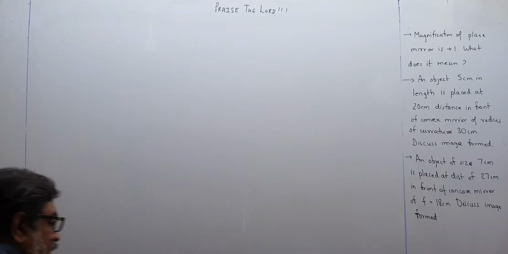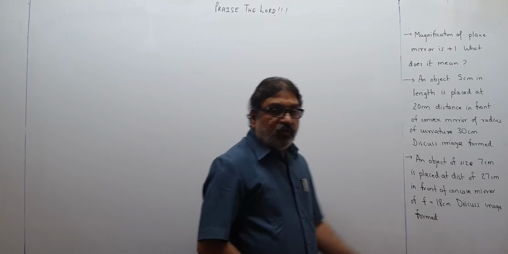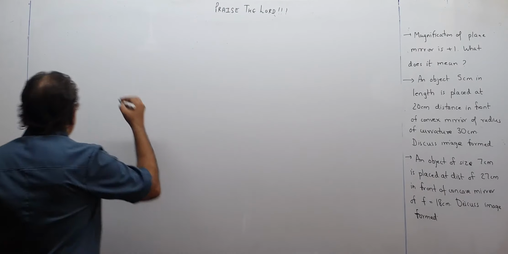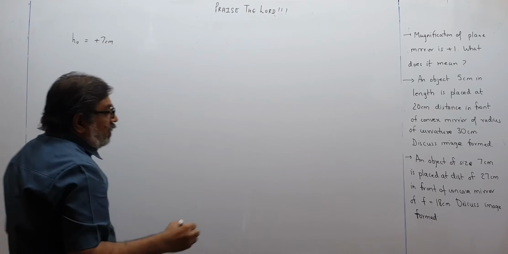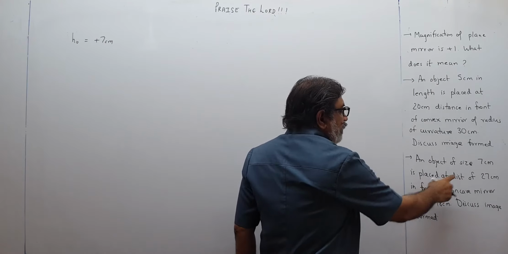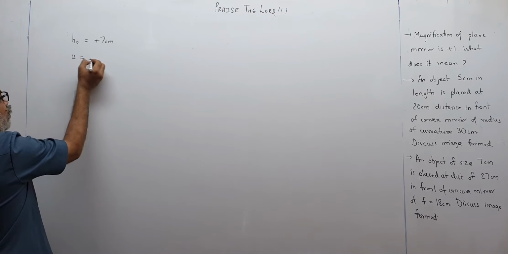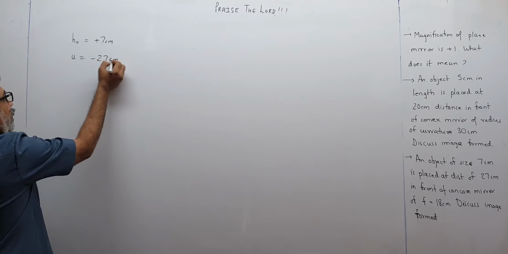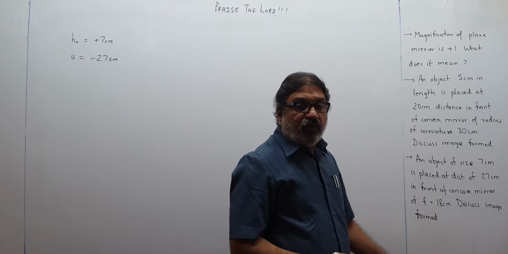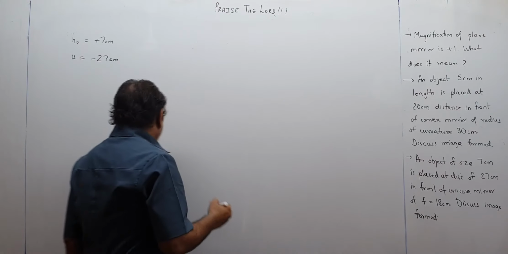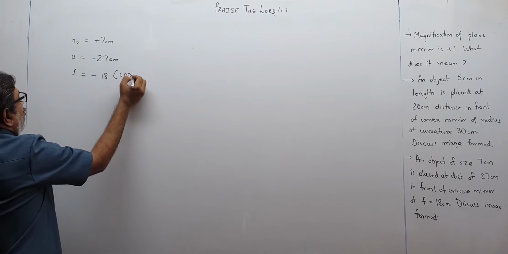Now the last one, written in the margin. An object of size 7 centimeter. So the size of the object is 7 centimeter, meaning HO is plus 7 centimeter. Object is placed at a distance of 27 centimeter. Object distance is 27, so U is equal to minus 27. U is always negative. For a concave mirror the focal length has to be negative, F equal to minus 18, because it is a concave mirror.